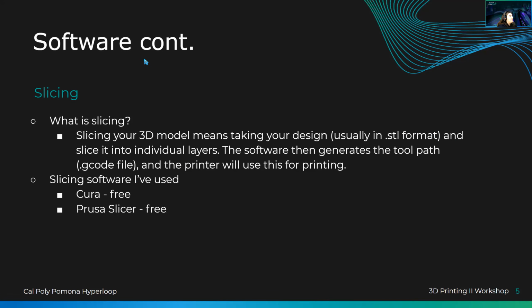Continuing into software is slicing. Slicing is taking your 3D model, which is usually in the STL file format, and slicing it into individual layers. These individual layers are generated for the toolpath of the 3D printer, usually in a GCode file. It'll take this GCode file and that's what it will start printing. I'll go over some of the slicing in Cura, which is the one I'll be using today. I also have a Prusa printer, so sometimes I've used the Prusa slicer.